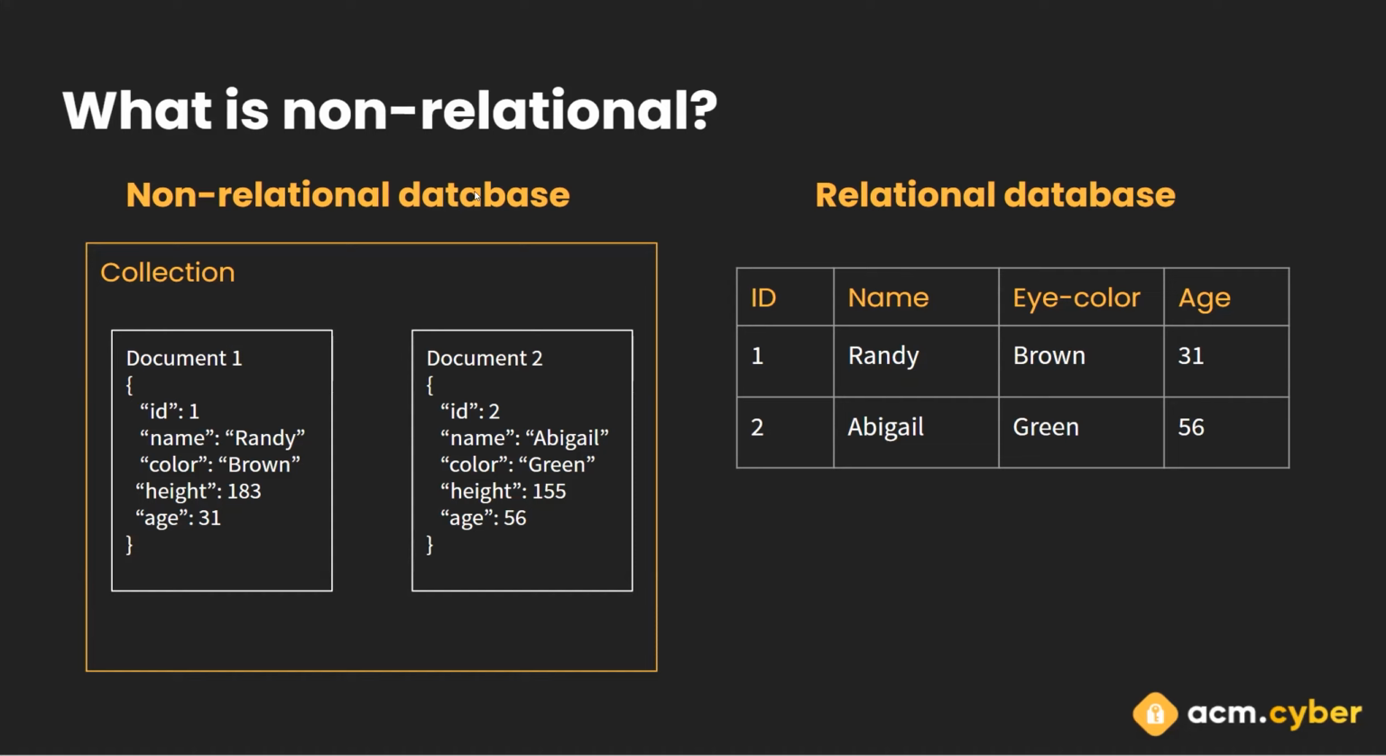Instead of tables, we have something called a collection, and within a collection are documents. An example of a document is here: ID, name, color. So similar to fields, except there's a little bit of a difference. For example, fields within a document can vary from document to document. So it's not necessary that document 1, for example, shares the exact same fields as document 2.